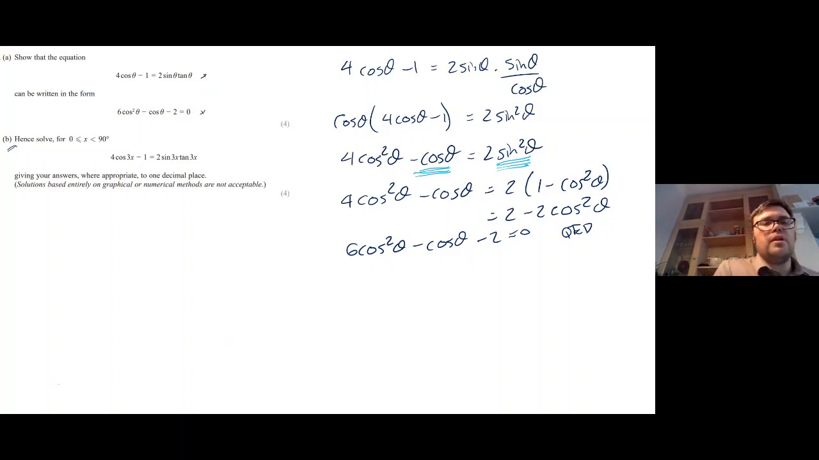Notice here that whereas there was theta here, it is now 3x. That makes no difference until you come to solving it.